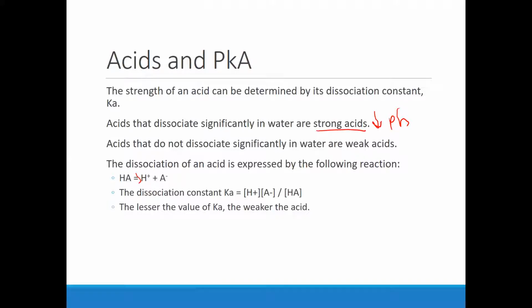So here you can see that if you dissociate very well, right, this number will be very high. You'll get a lot of H plus. And so the lesser the value of Ka, the weaker the acid, or vice versa. The bigger the Ka, the stronger the acid. Okay?